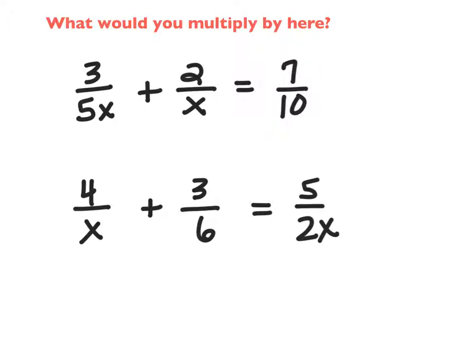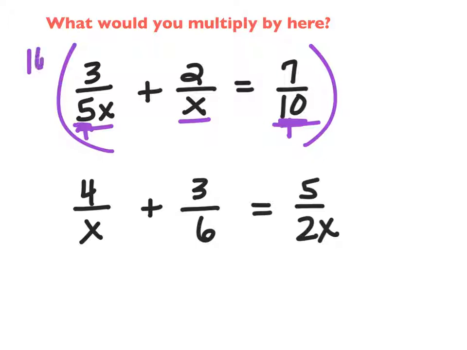All right, the first one, if I look at all the denominators, I have 5x, I have x, and I have 10. So if you just look at the number part here, the coefficient, 5 and 10, I know that the smallest number they both go into is 10, so I'm going to have to times everything by 10 for sure. And then you might notice you have x and x, well, they both go into x. So I'm going to multiply everything by 10x, or 10x over 1.